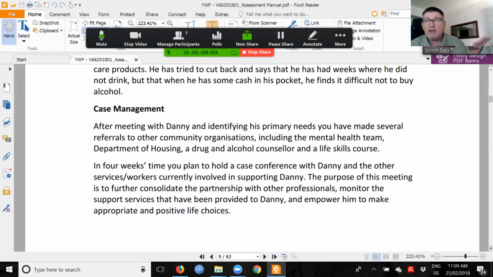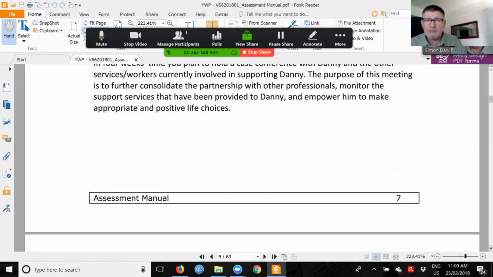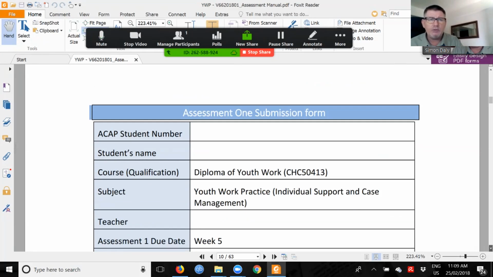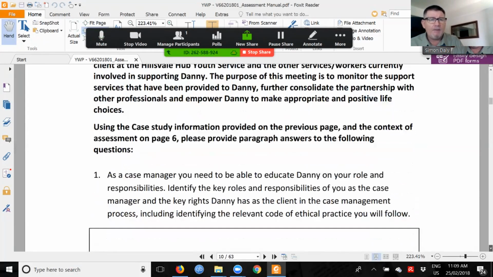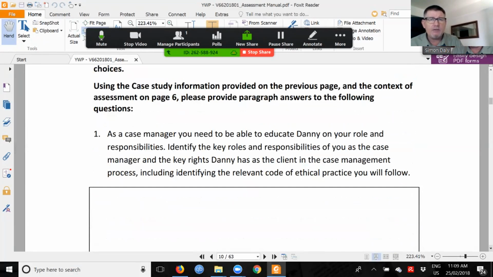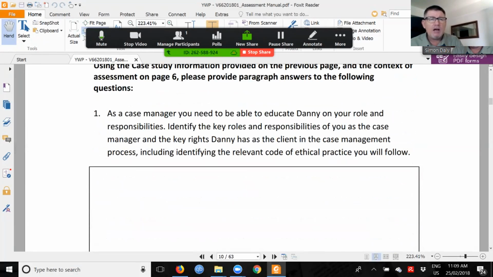But today, your job for assessment 1 during week 5 is to answer some questions. So I thought we'd go through the questions, knowing that the context is you're a worker at the Hillsvale Hub. Here's your client, Danny. How are you going to prepare for the meeting? What things do you need to be aware of, and what do you need to do? So we've got an assessment form here, and using the information on the previous page, answer the questions.